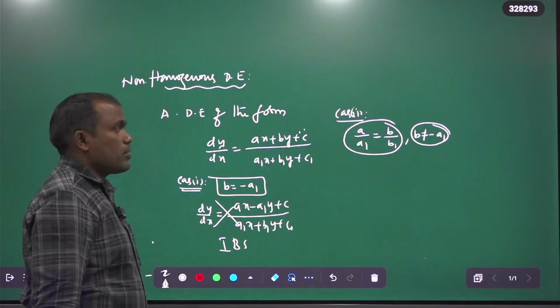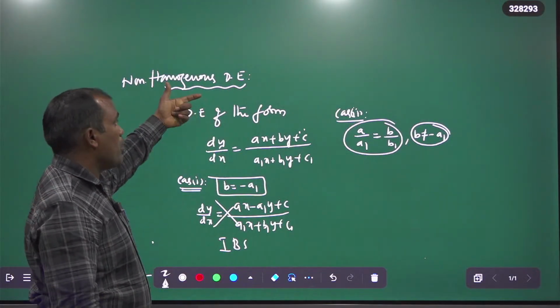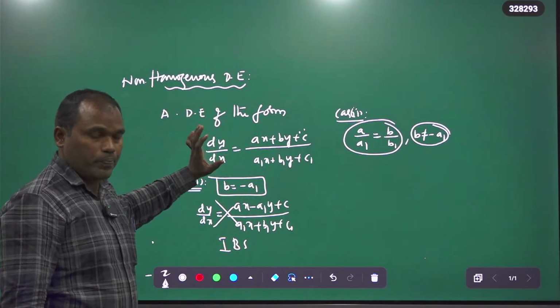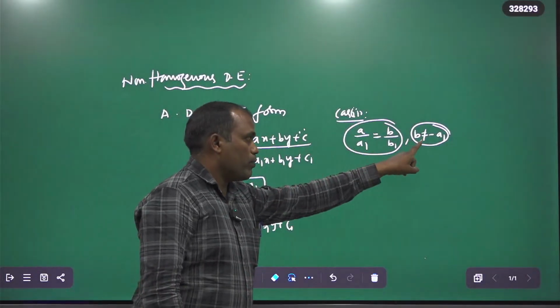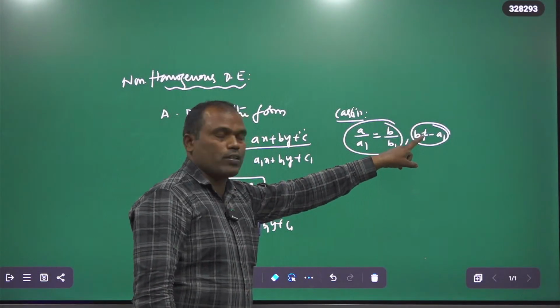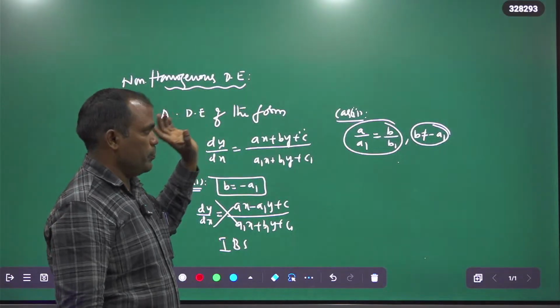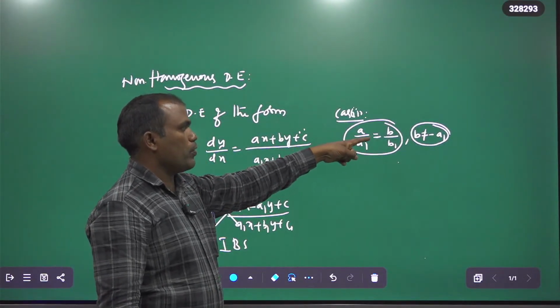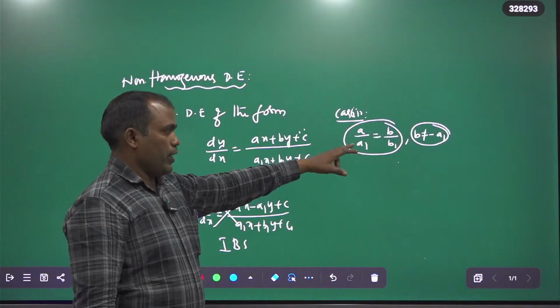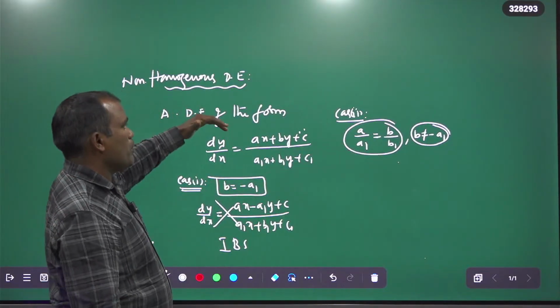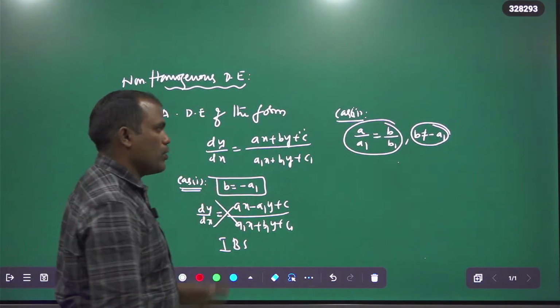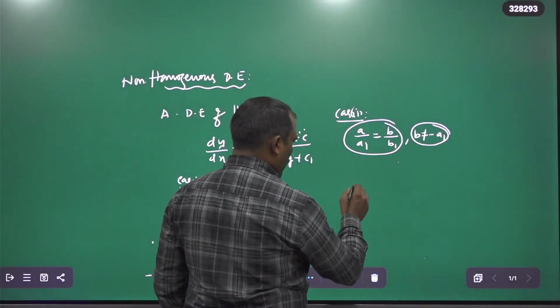These two conditions are satisfied whenever a non-homogeneous equation is given. If you are getting the first condition, b is not equal to minus a1, and a by a1 equal to b by b1, if you are getting these two conditions, that problem belongs to case 2. So case 2, how to do? Just for example, I will give one problem.